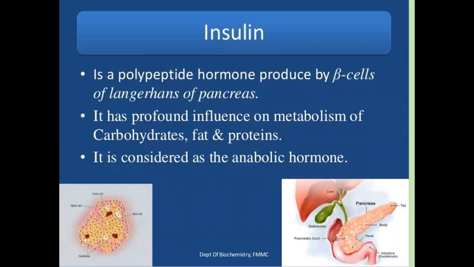Then the next point, insulin. Where is it secreted? Insulin is produced from the beta cells of Langerhans. Insulin is a polypeptide hormone, produced or secreted by the beta cells of the islets of Langerhans of the pancreas. There are two types of cells in the pancreas.